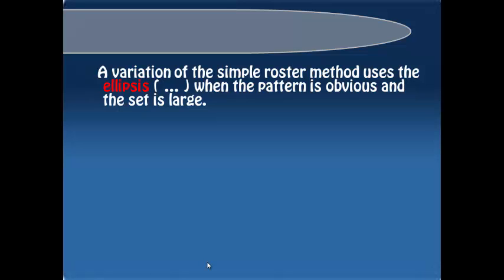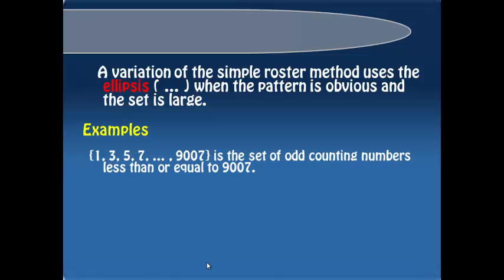Examples: a set which consists of 1, 3, 5, 7, and so on till 9,007 is the set of odd counting numbers less than or equal to 9,007. Another example, a set 1, 2, 3, and so on is the set of all counting numbers.